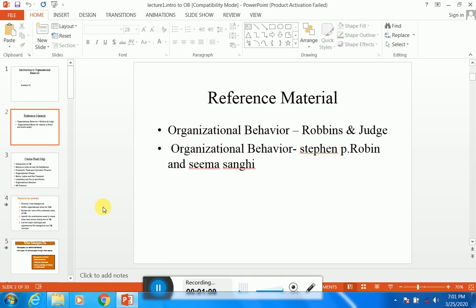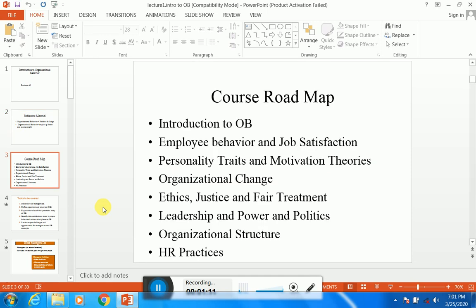Now we will move to the roadmap of the course. Roadmap of the course simply means what we will cover in the whole course of OB. We will cover, total, number one, the introduction to OB.